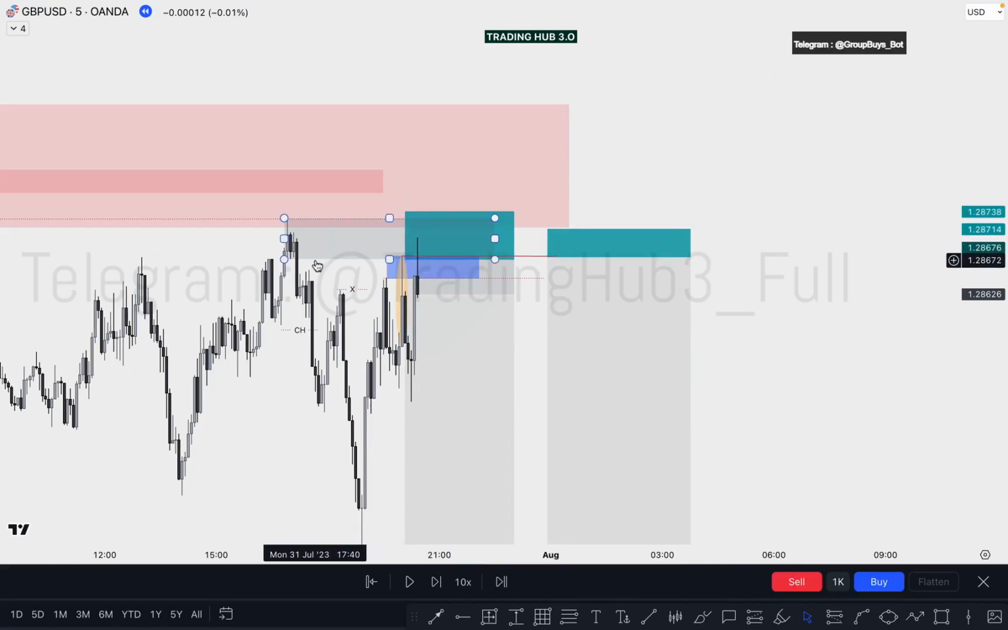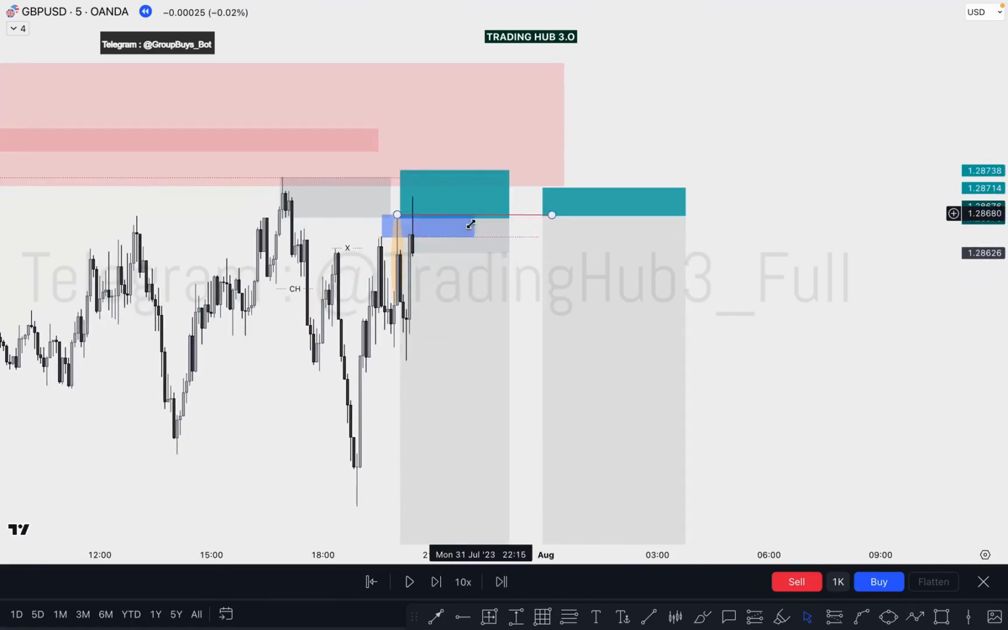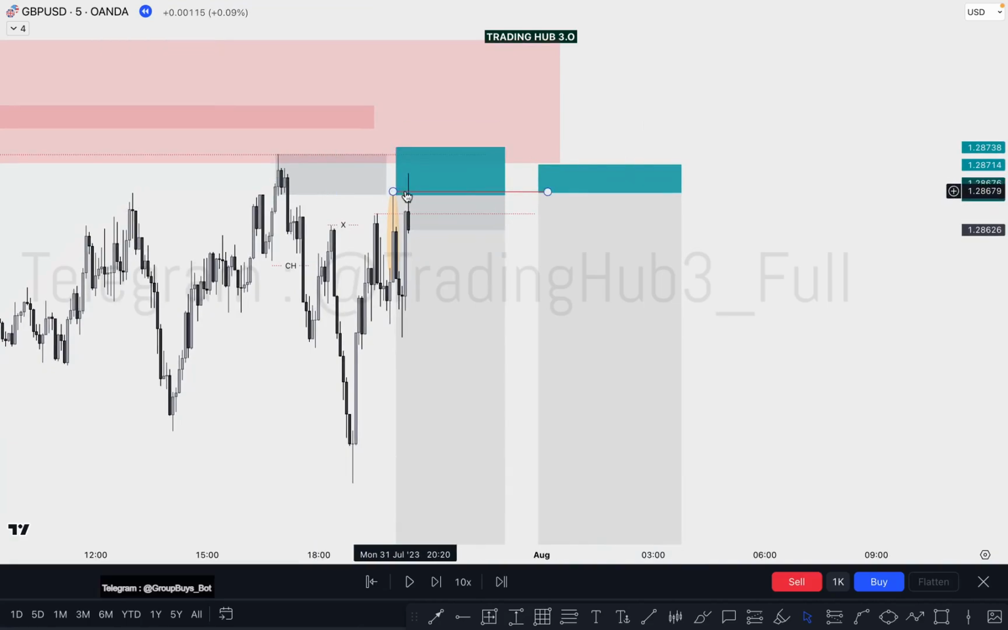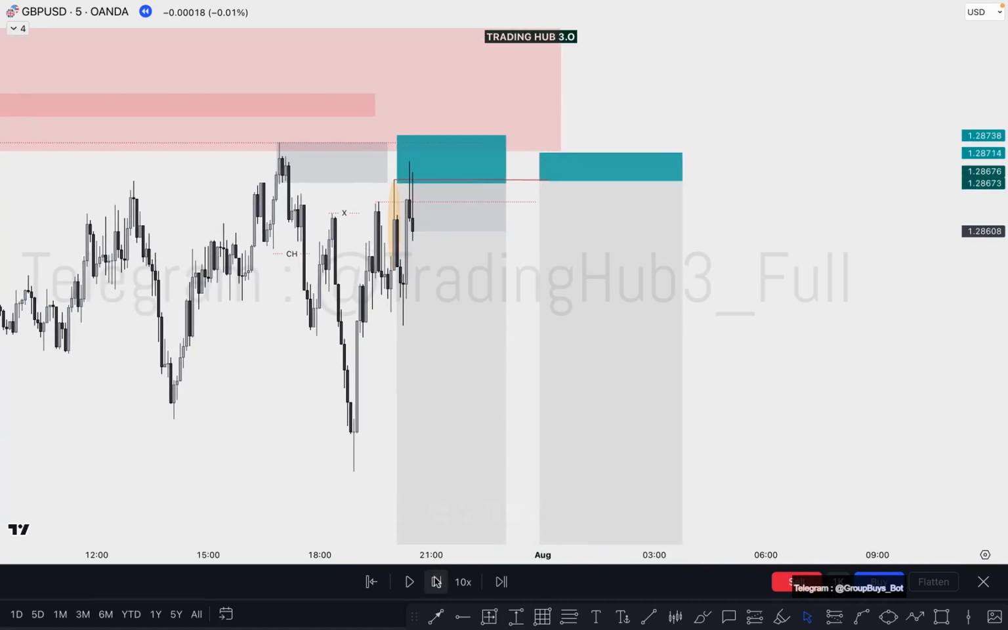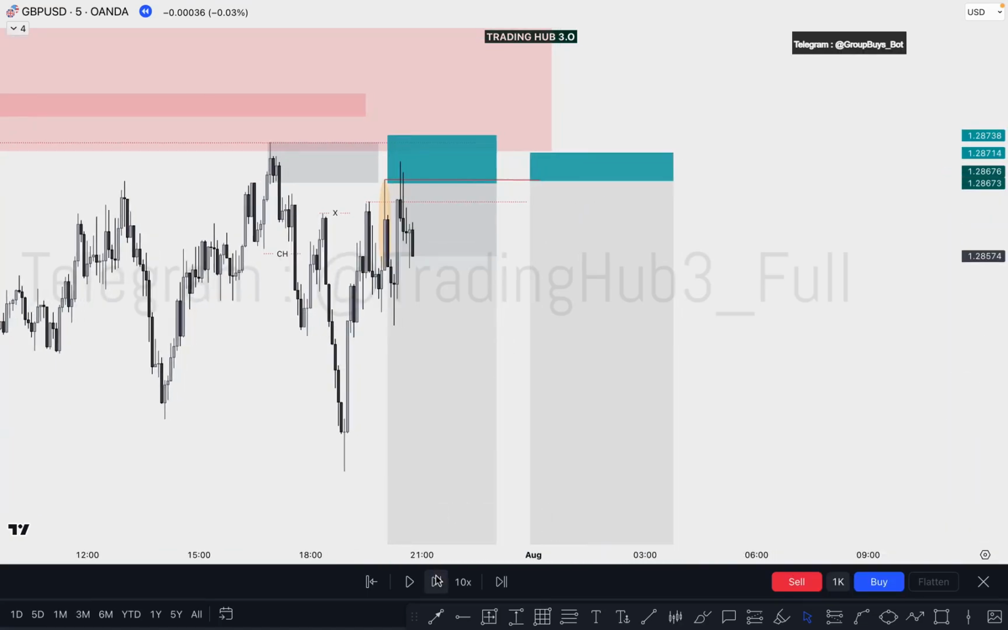Okay, so let's see what happened next after this one and what we can expect here. So this was our first loss here, and on the next attempt market just swept the liquidity. Let's see what happened next here. Next candle mitigated this one, right? Again market pushed downside. Okay, all right, trying to push downside.